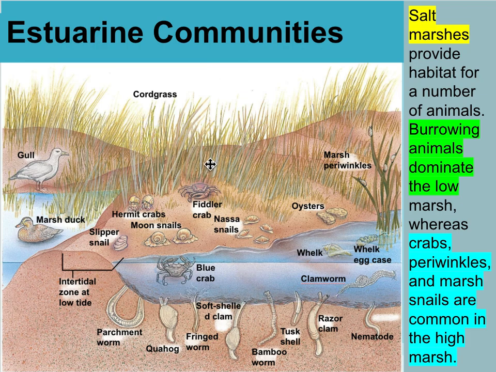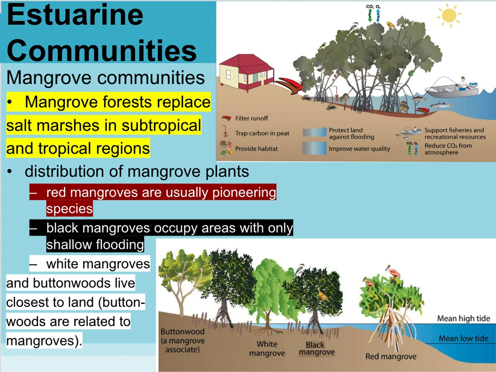They dominate this space. And then in the high marsh space, you're going to have organisms that like to move more, the crabs, the snails, the different periwinkles, and they can move to get away from predators, and they can move to chase prey as needed. So it's more mobile organisms that will live in the high marsh.